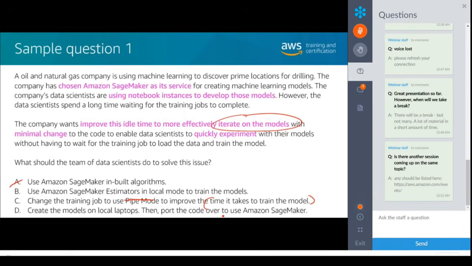Yeah, I mean, okay, that's one small step in the right direction, but a better choice would be, why don't we just run the training completely somewhere else? Why don't we send it off to some magical service that will take care of this for us? So I don't know if I like this C so much. I don't like C. I want to eliminate it, but let me look at the rest of the options. Okay, so when I'm doing this in the exam, I would say, well, what do I do? Oh, D, create the models on local laptop, then port the code over to use SageMaker.